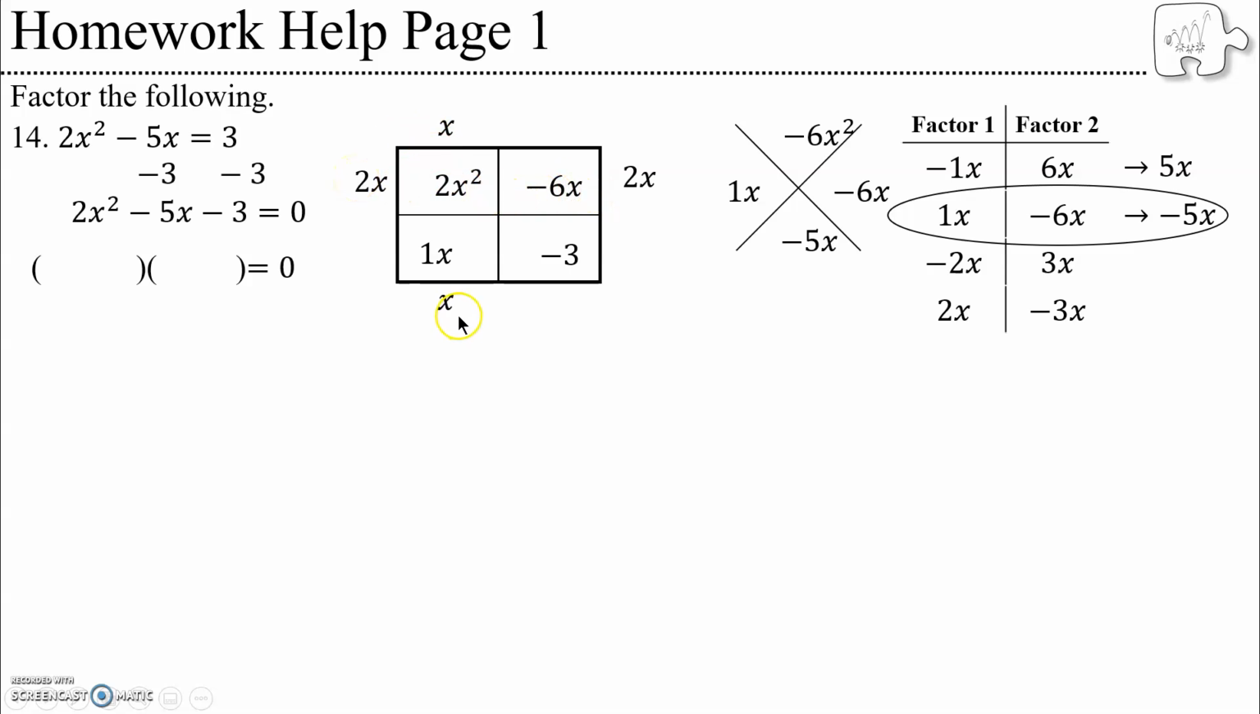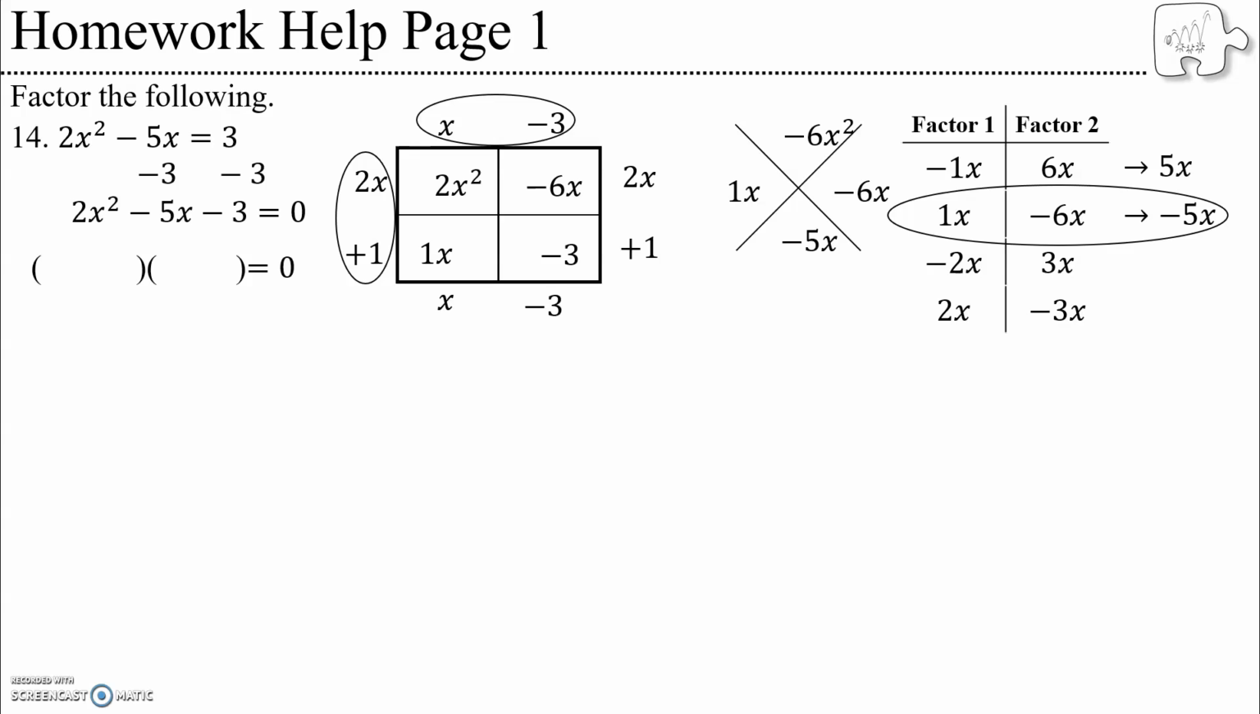So now we drop it down, drop it across. How many times does 2x go into negative 6x? Negative 3 times. So then we can drop it down. Negative 3 times what is negative 3? We want it to stay the same, so we should put a positive 1 right there. Drop it across, and we got our length and our width.